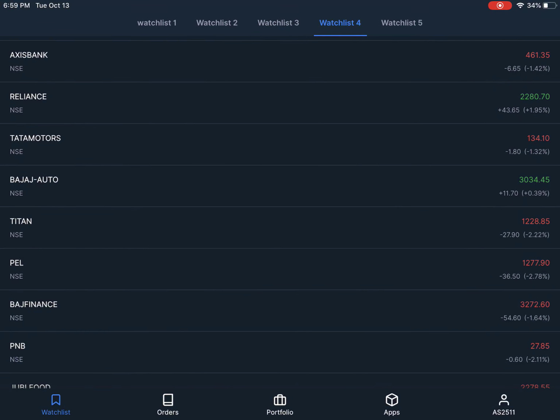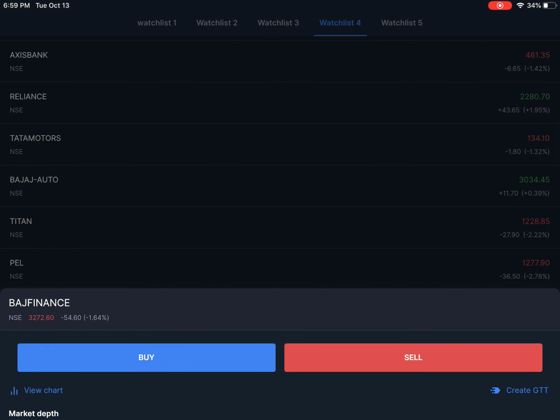Another example I'll show you is of a downtrend. Now let me show you Bajaj Finance.